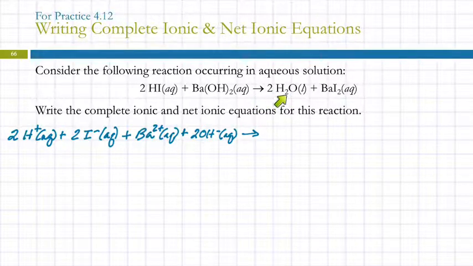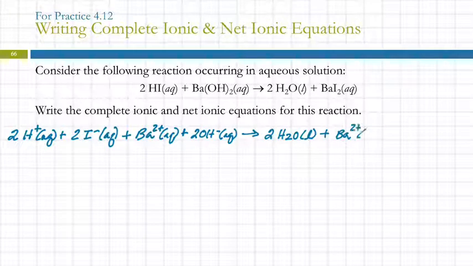In the products, water is a liquid. If it's a liquid, a solid, or a gas, just copy it down. Don't mess around with it. So I just write 2H2O liquid plus, and then this one's aqueous, so I need to separate that into ions. A barium ion and 2 iodide ions. You can probably see that if you're weak on your ion formulas and making compound formulas and things, you're going to struggle with this. So there's my complete ionic equation.